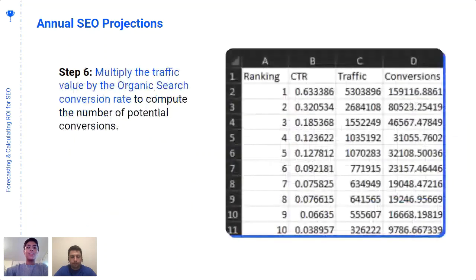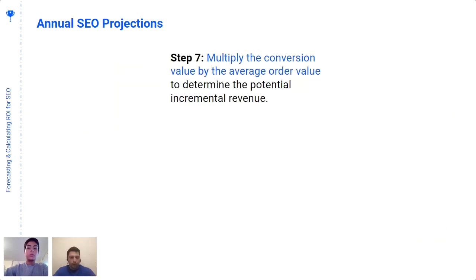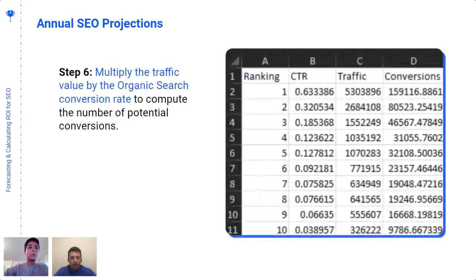And then from there, step 6, more multiplication. We're just going to multiply traffic by CTR to get the number of potential conversions. Yeah, and Genesee, just for the few people who may not know, CTR is click-through rate. So this is a metric that you could get from Google Search Console. Thank you.